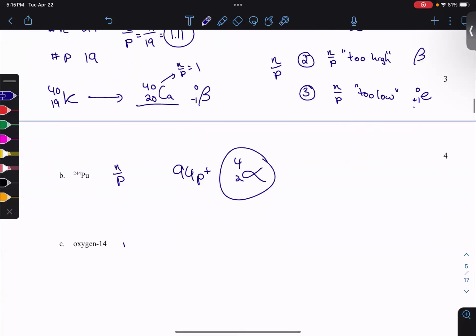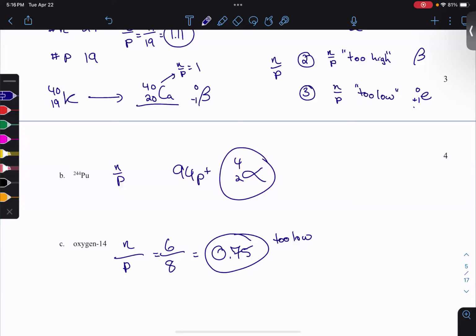Oxygen 14, neutrons, protons. So oxygen has 8 protons. How many neutrons? 6. So this proton to neutron ratio is 0.75. So that ratio is obviously too low. So it has to undergo some type of emission to become more stable, to get it back closer to the belt of stability. So what is this? It's going to be positron emission.